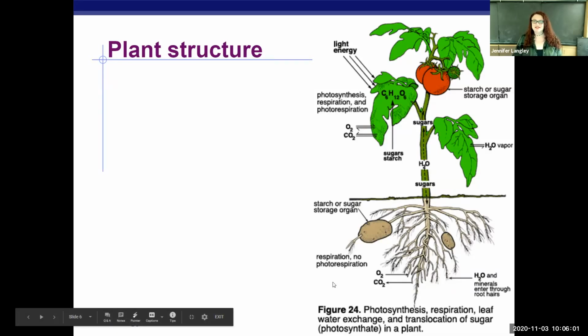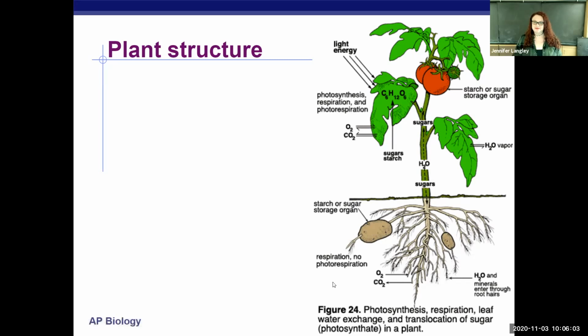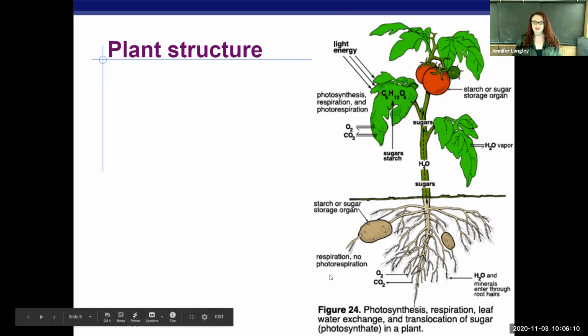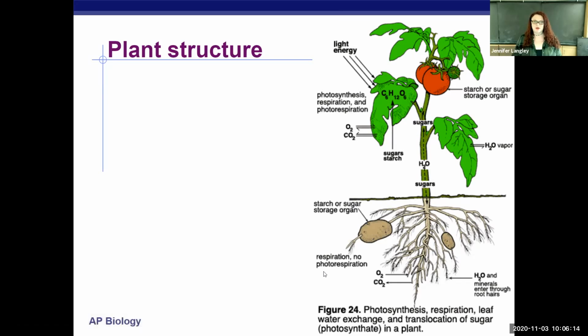Here's a typical plant. This is a potato plant. No, the bottom's a potato, the top's a tomato. They merged two different plants together. It's okay. But my brain only wanted to say one. All right, so we have tomatoes on the top.